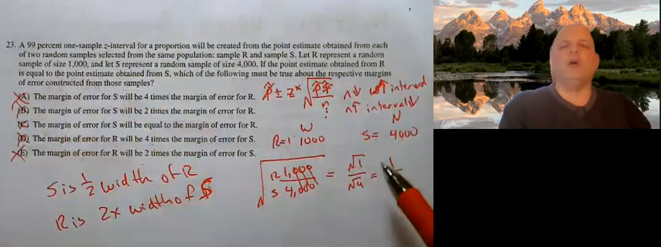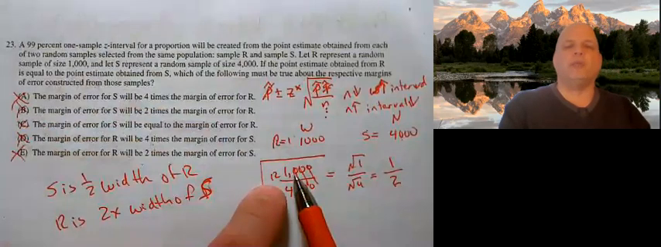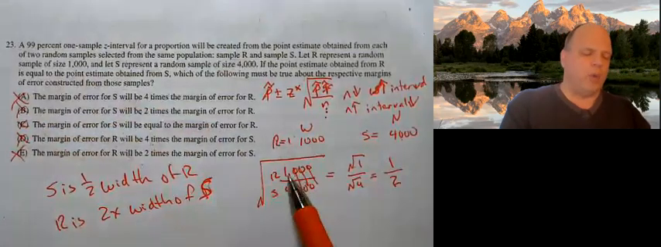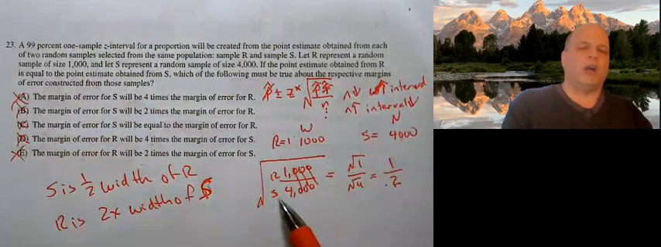So set a ratio, but make sure you know which one's wider. The one with the smaller sample size is wider, so R had to be wider. And so S is half as wide as R. R is twice as wide as S.